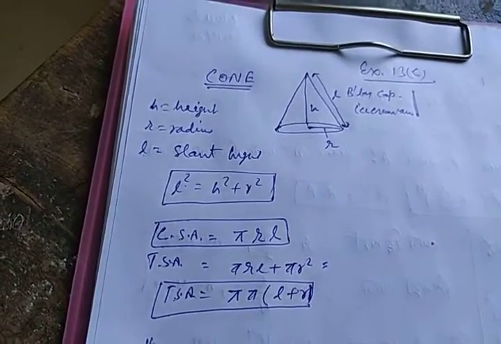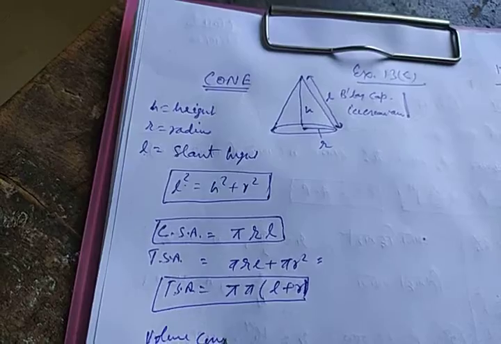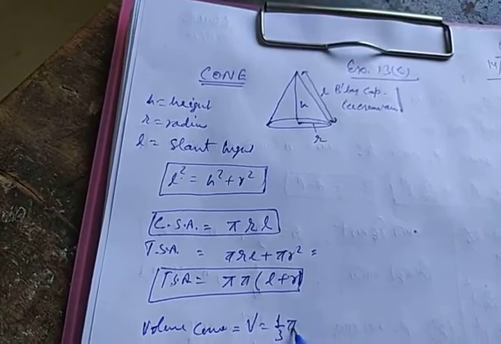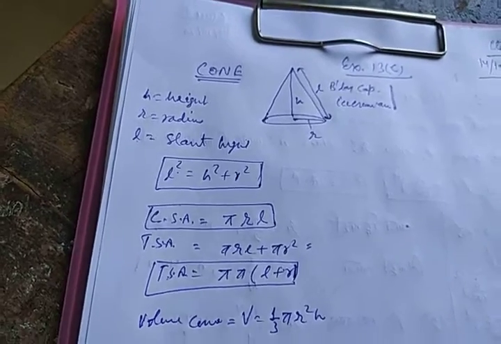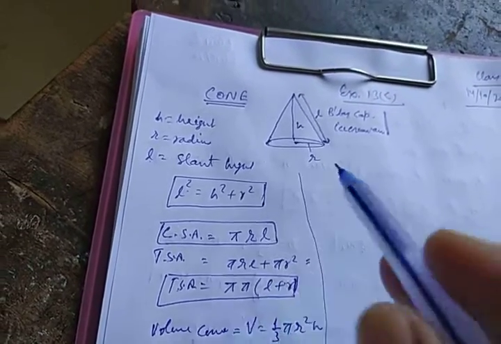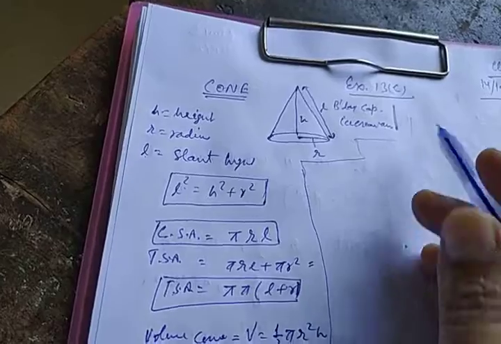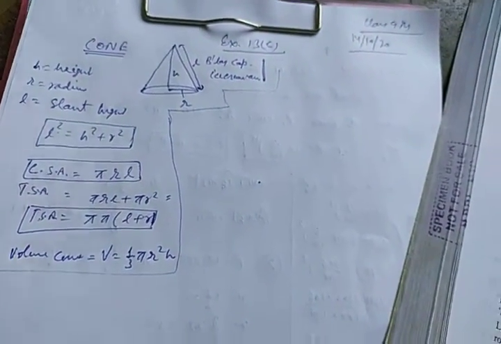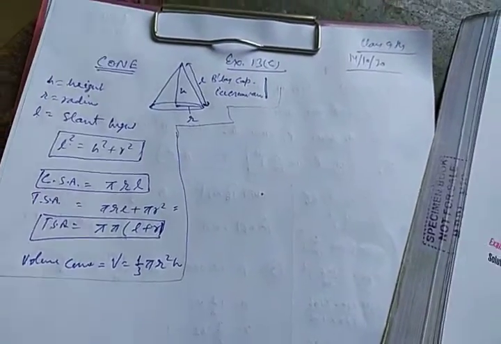Now volume of the cone. Volume denoted by letter V is 1 upon 3 pi r square h. This is the total formula for exercise 13C. Now let us take some questions of the exercise.